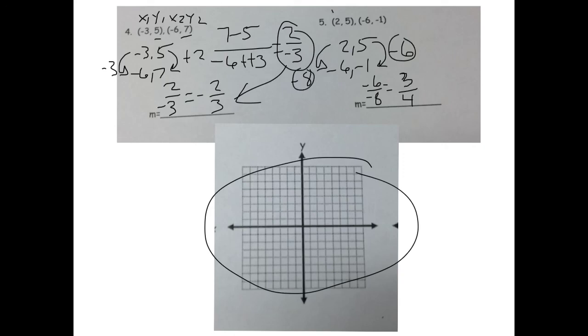Okay. That one I didn't really like doing that way just because you end up with some bad looking negatives. Let's try it with the formula x1, y1, x2, y2. So on top that's negative 1 minus 5. And bottom that's negative 6 minus 2, negative 6, negative 8. So we still end up in the same place.